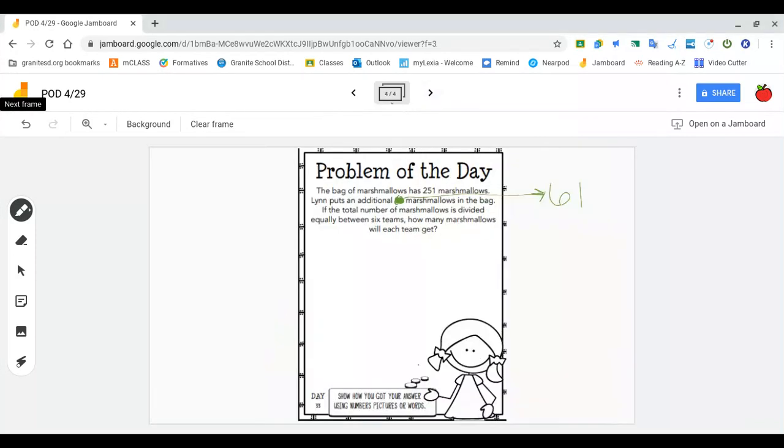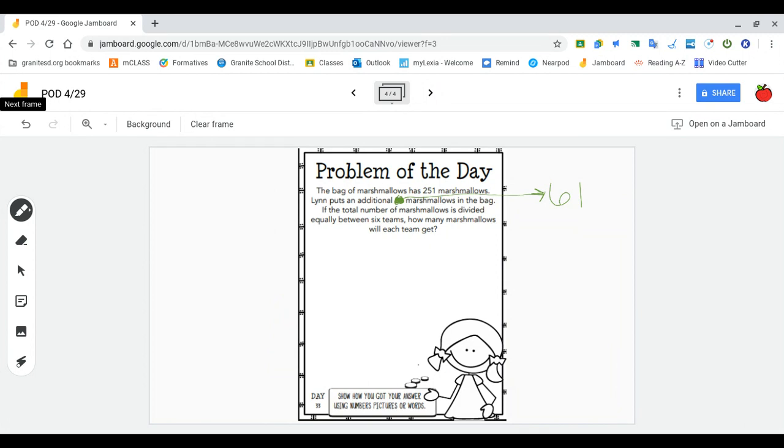The bag of marshmallows has 251 marshmallows. Lynn puts an additional 61 marshmallows in the bag. If the total number of marshmallows is divided equally between 6 teams, how many marshmallows will each team get?